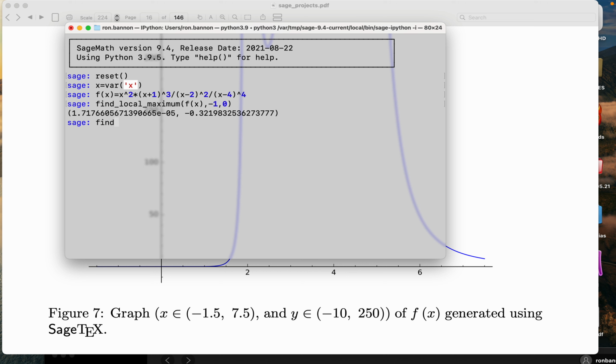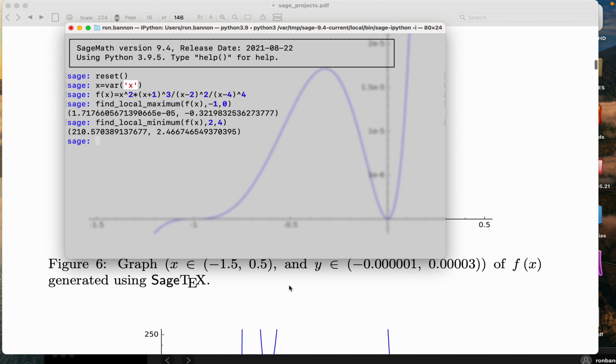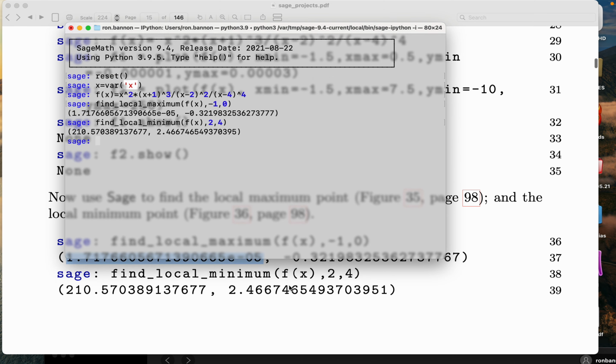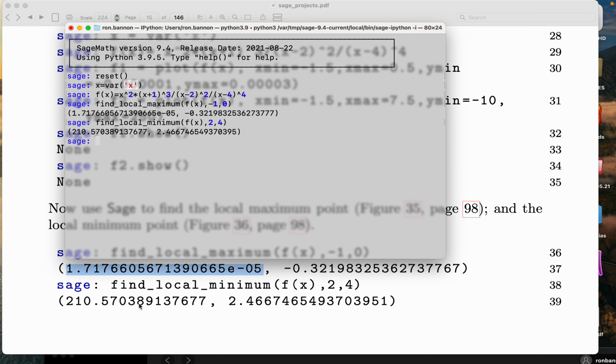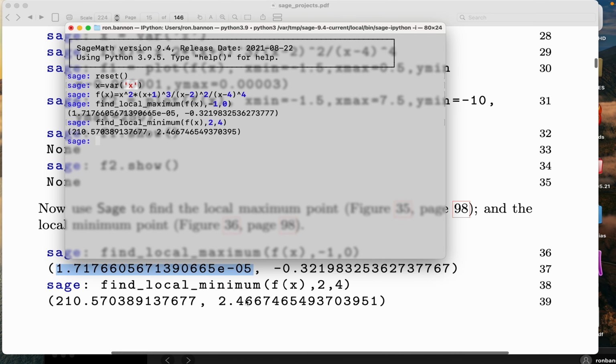Let's do this. Find. And we're looking for a local minimum now, right? I'm using my cursor. And I'm gonna do the f of x again. And I'm learning, right? And I think it's between 2 and 4. Hit return, and it gives me a number of 210. Let's see how we did. Yep, 210. The picture represents that too, by the way, and occurred at roughly about 2.5.